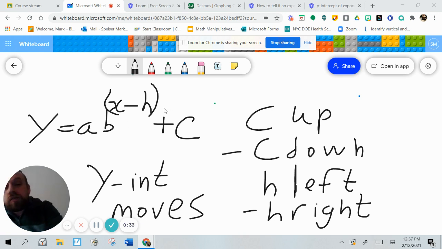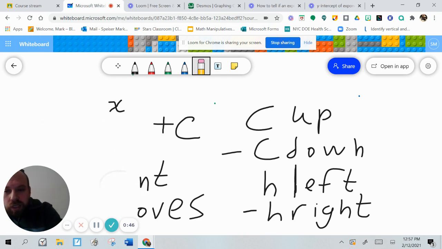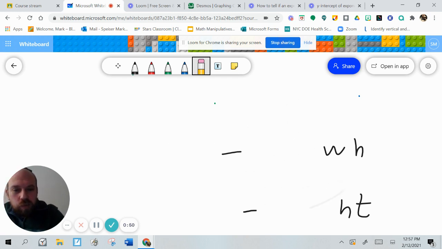Where things get interesting is that, remember, plus goes left, minus goes right. And the main thing we look at moving is the y-intercept. Let's do one case where there is no horizontal shift and one case where there is.